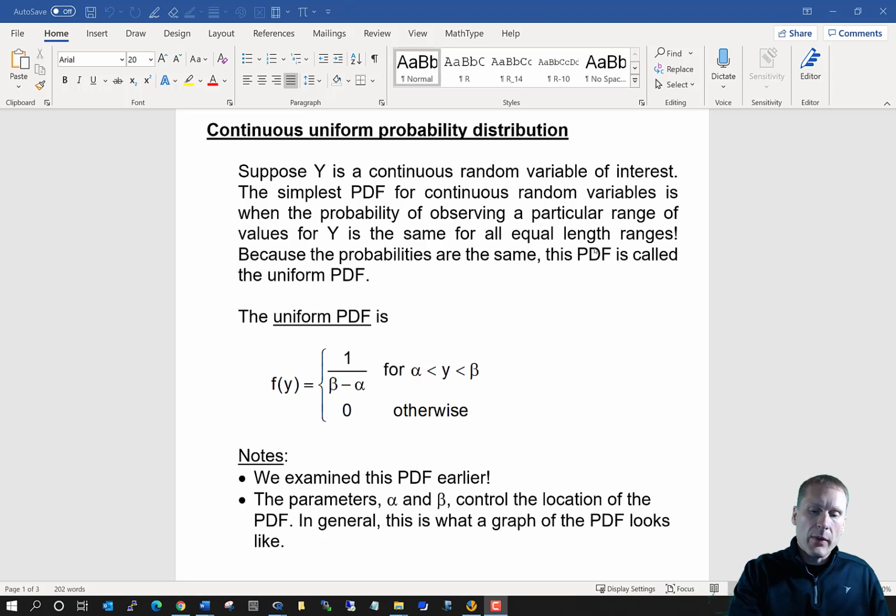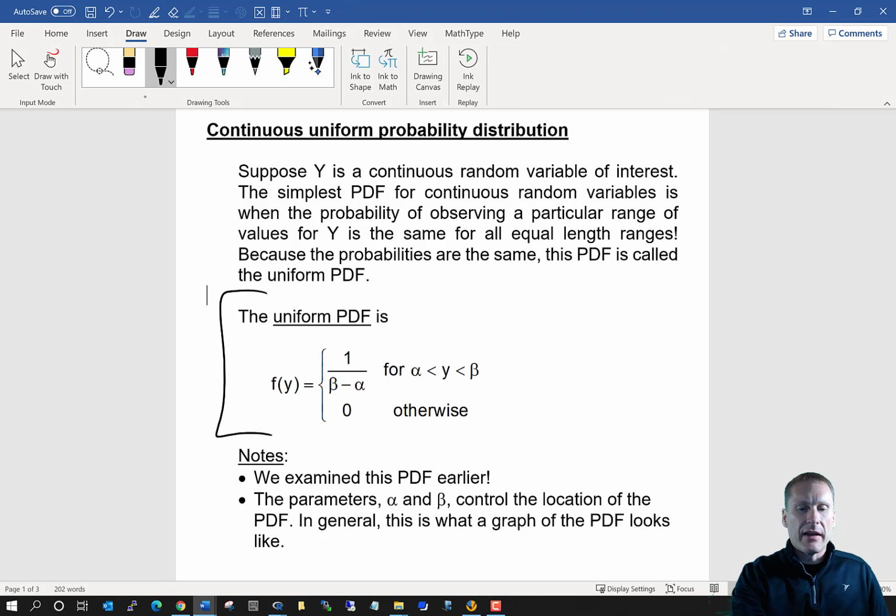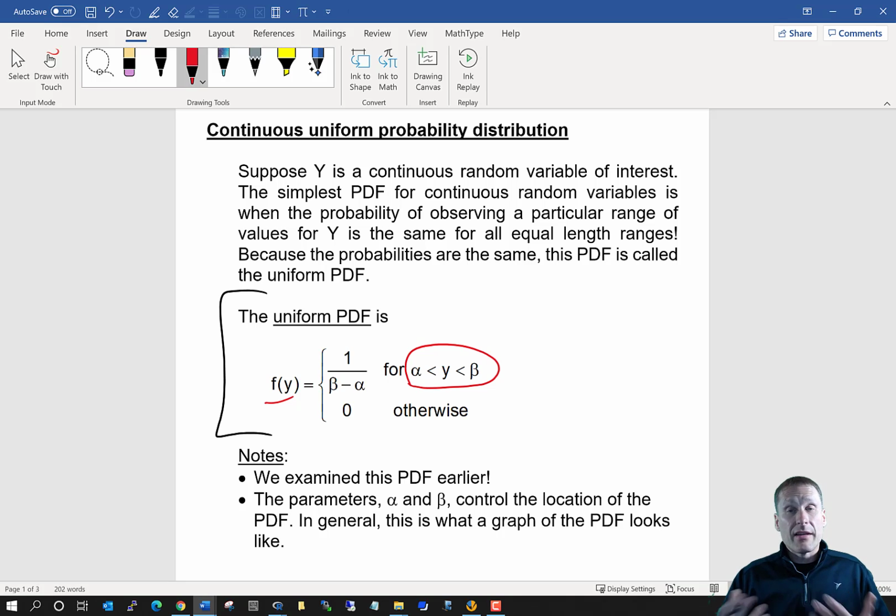And so this is what the uniform PDF looks like in a very simple form, where we have f of y is equal to 1 over beta minus alpha. Beta and alpha are Greek letters. And this is defined upon the region, or the set of possible values of y, between alpha and beta.